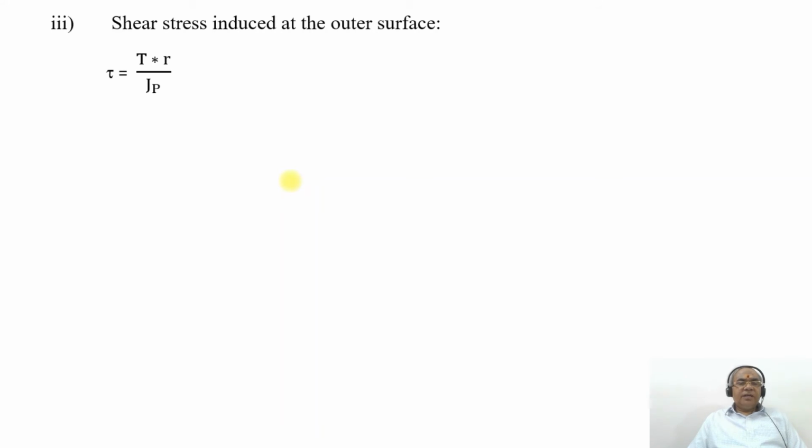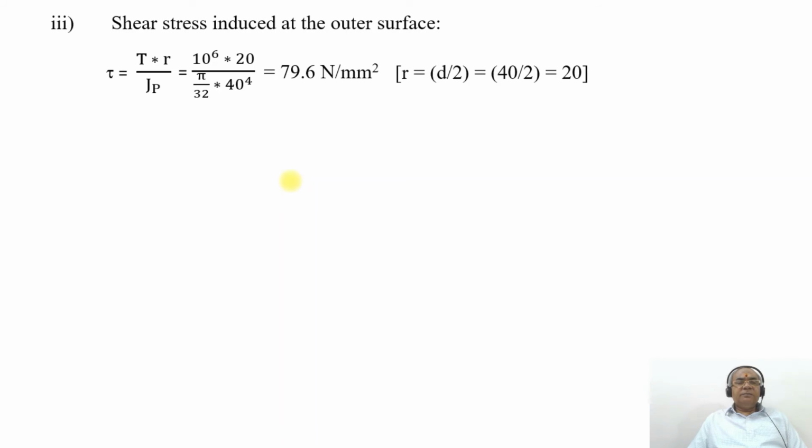So next is the shear stress induced at the outer surface, when R is equal to 20. So again tau will be equal to T into R by Jp. That will be equal to 10 to the power of 6 into radius 20 by pi by 32 into 40 to the power of 4. Therefore, it will be equal to 79.6 Newton per mm square. Here R is equal to D by 2, which is 40 by 2, which is equal to 20. So from the figure it is concluded.